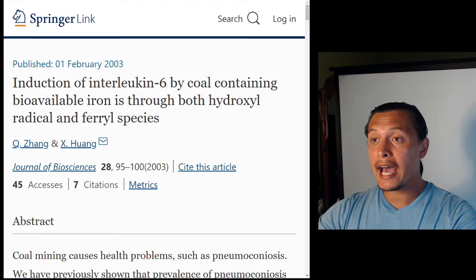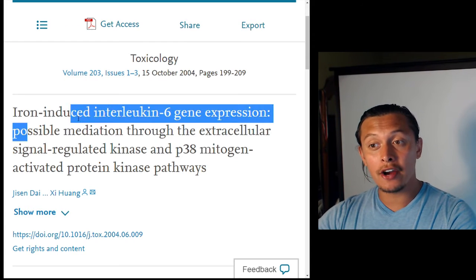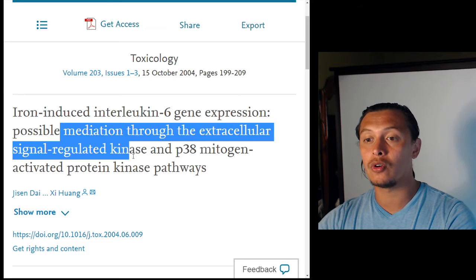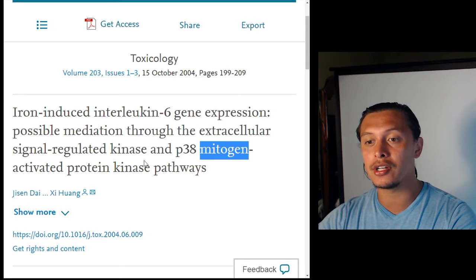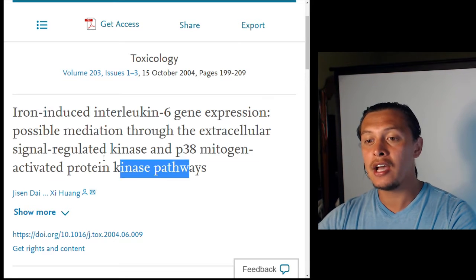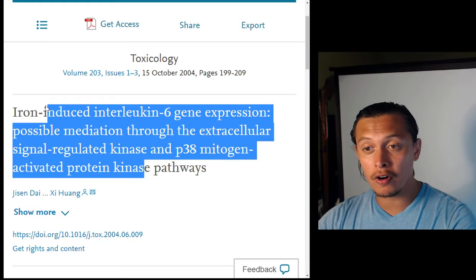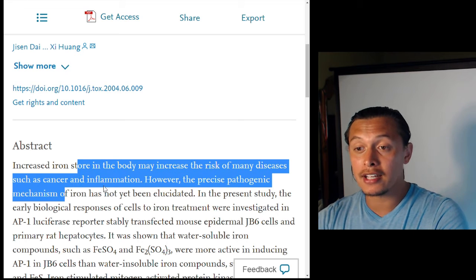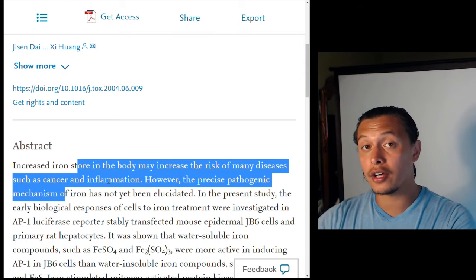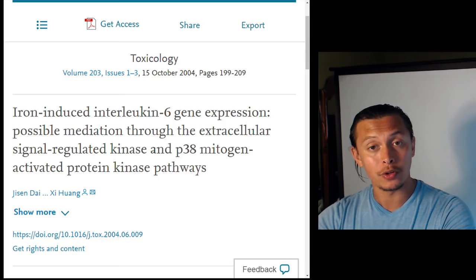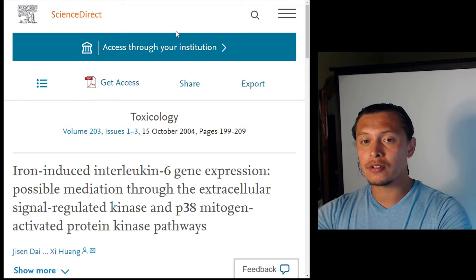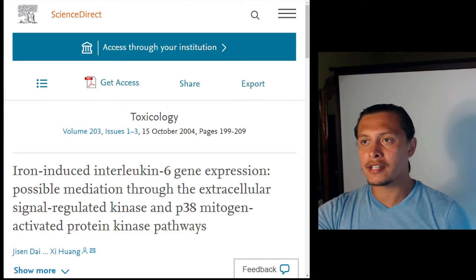What I also want to talk about is the iron-induced interleukin-6 gene expression. There's possible mediation through the extracellular signal-regulated kinase and P38 MAPK, or mitogen-activated protein kinase pathways. I'm not going to go too far into detail. Just know that this is another paper describing the fact that increased iron can cause the production of interleukin-6. So just keep that in mind.